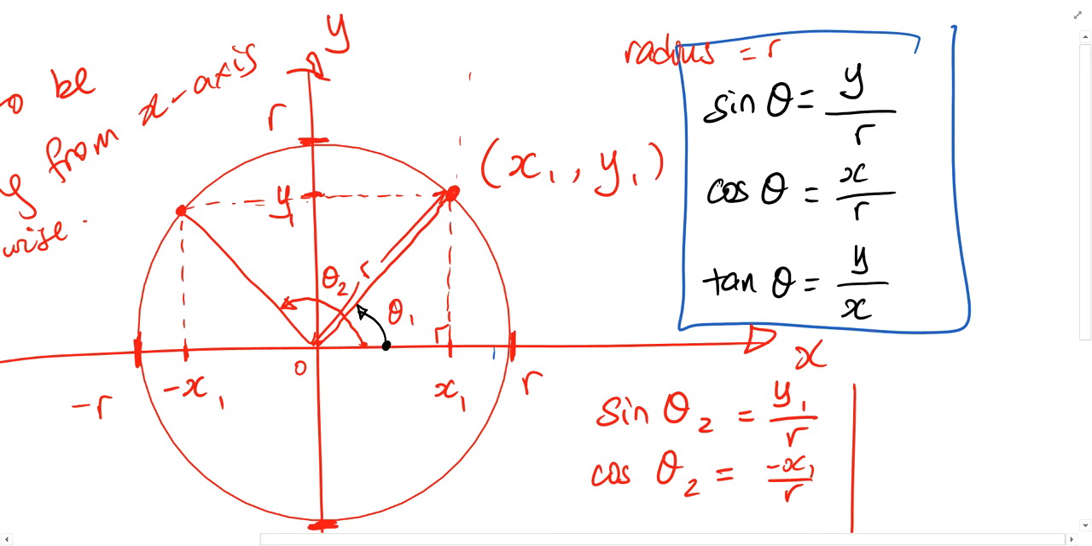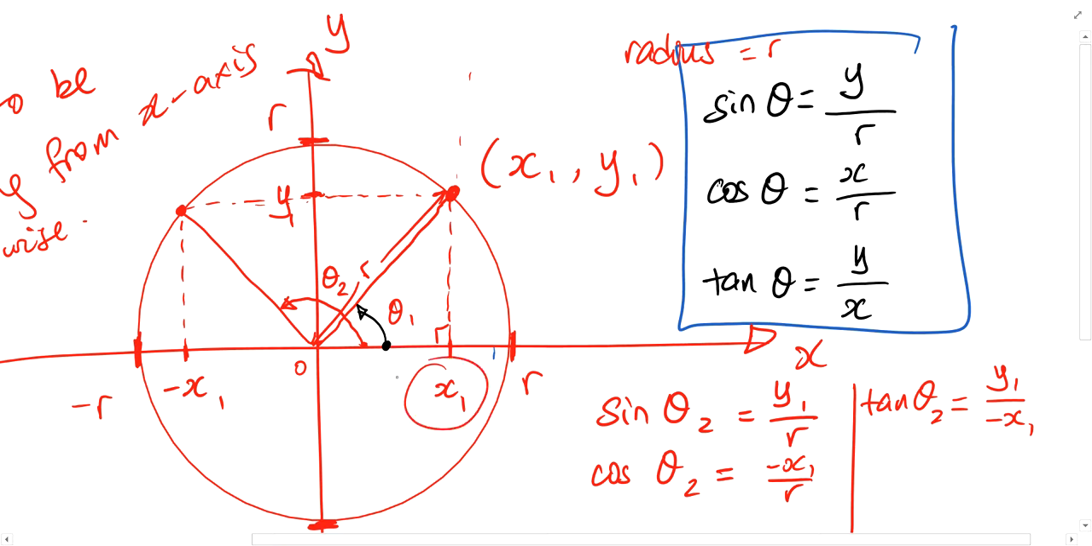Okay? And finally, our tangent theta 2 is, what is the value? y1 over negative x1. What does this mean? Just change the thing to negative? Is it really true that we change everything to negative? Just part of it. Now, answer this question. Is x1 positive or negative, everybody? Positive, right? Because x1 is over here. Is r positive or negative?